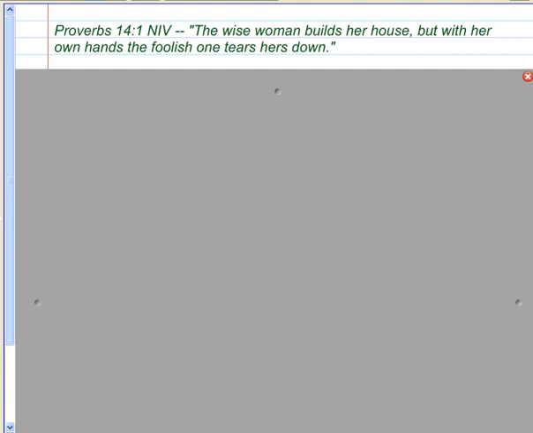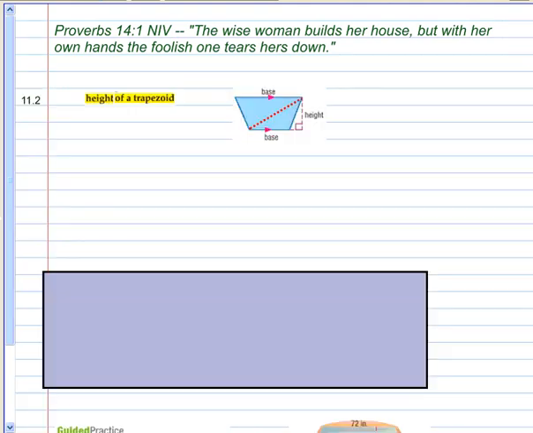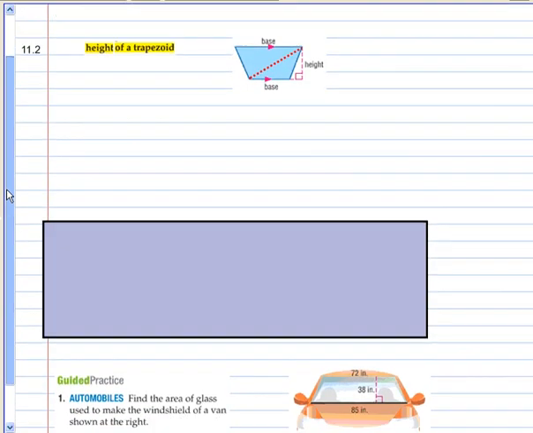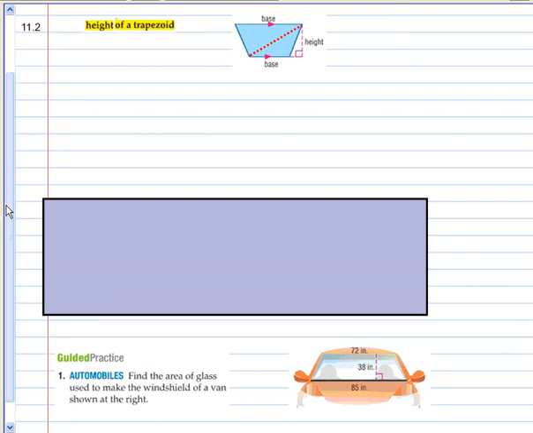Okay. Chapter 11, Section 2. Trapezoid. What's a trapezoid? Do you remember what a trapezoid is? All right. It's a quadrilateral, four-sided figure with exactly one pair of parallel sides, which are called bases. So a trapezoid is not necessarily an isosceles trapezoid. What's an isosceles trapezoid? The legs are equal or congruent to each other.